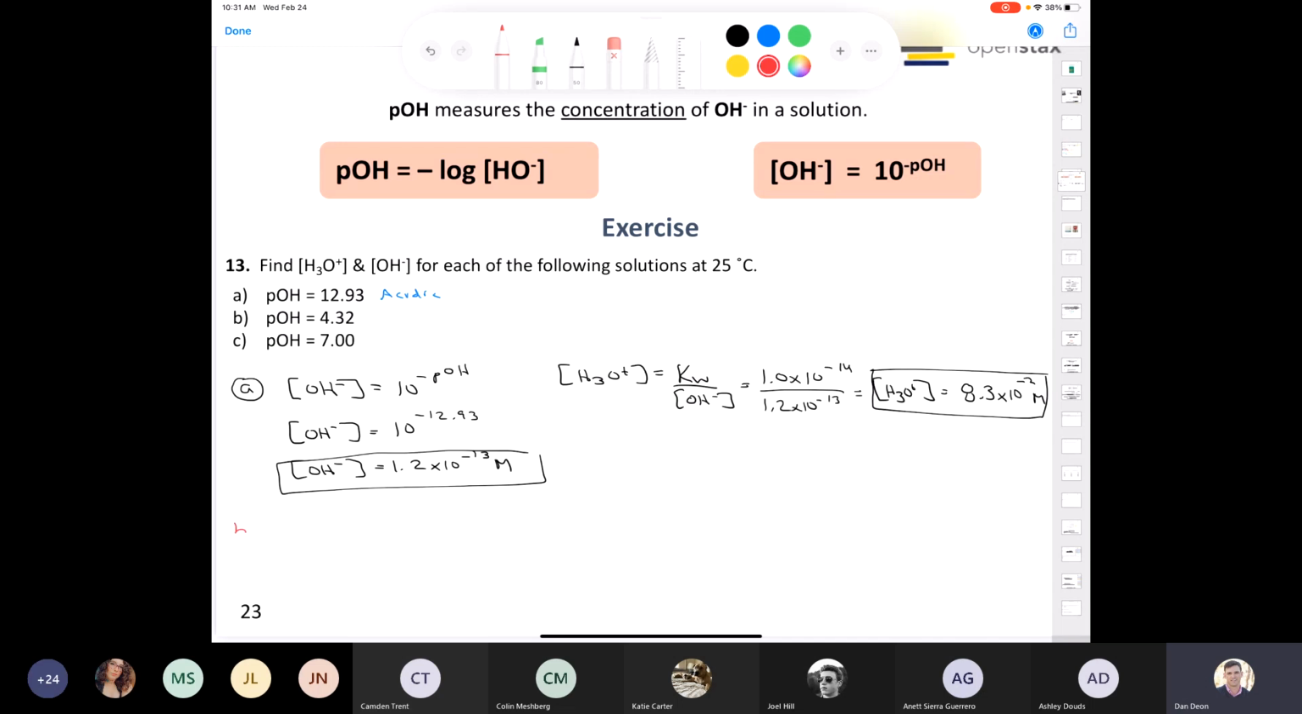Do it as fast as I can here. So for B, we have our concentration of hydroxide is going to be equal to 10 to the negative 4.32.